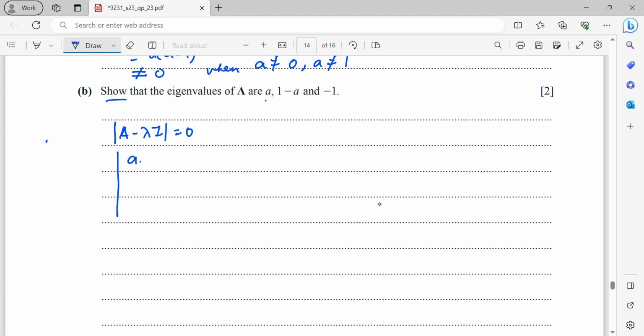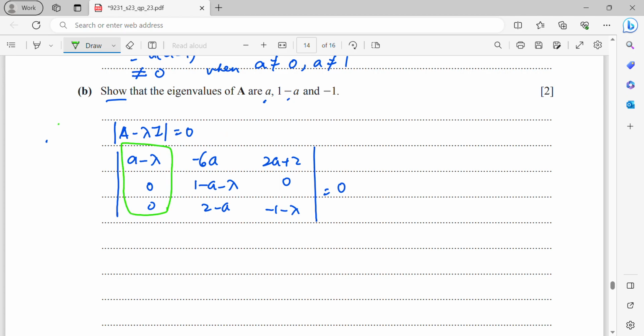It will be A minus lambda, then minus 6A, 1 minus A minus lambda, 2 minus A. So 2A plus 2, 0, minus 1 minus lambda equals to 0. Okay, and now I need to show lambda equals to these three values. So again, I have 2 zeros in the first column, so I fix the first column.